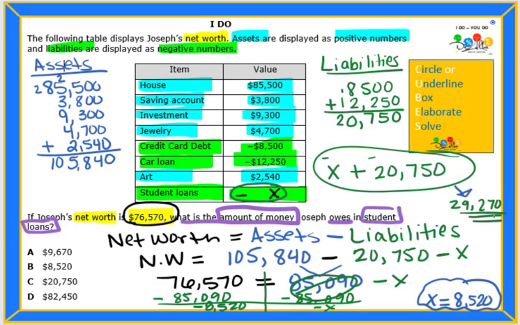So for this problem, again, if Joseph's net worth is 76,570, what is the amount of money Joseph owes in student loans? Joseph owes $8,520. The answer is B.